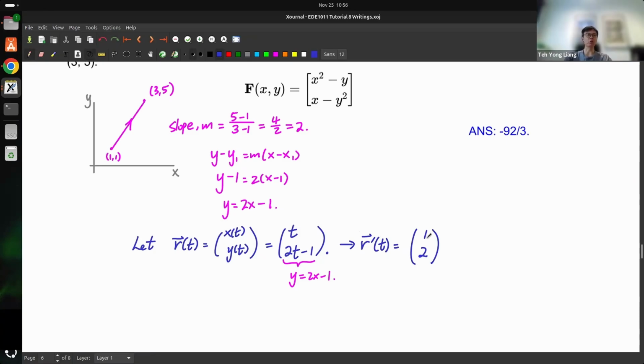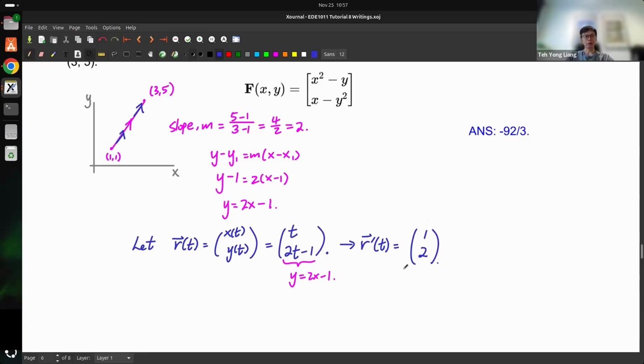What's the deal with 1, 2? 1, 2 is the direction along the path. This is the velocity vector. So if you move from 1, 1 to 3, 5, the velocity must always be along the 1, 2 direction. Make sense? So it's a constant, because everywhere you get the same velocity vector. That means you must be traveling along the path at all times.